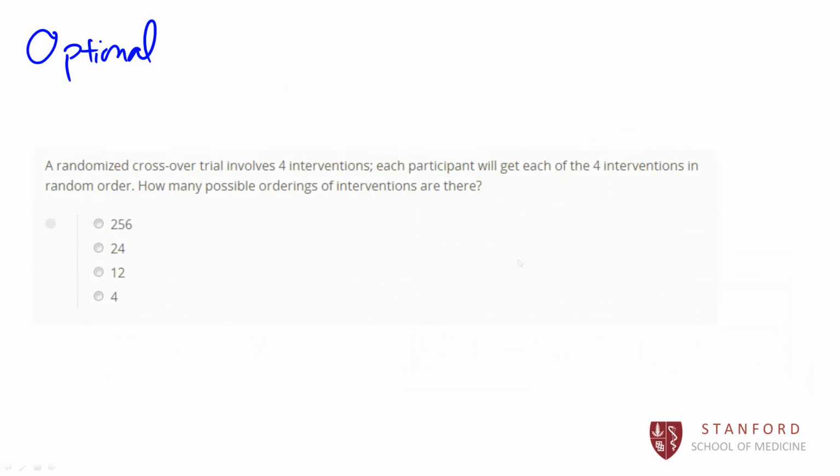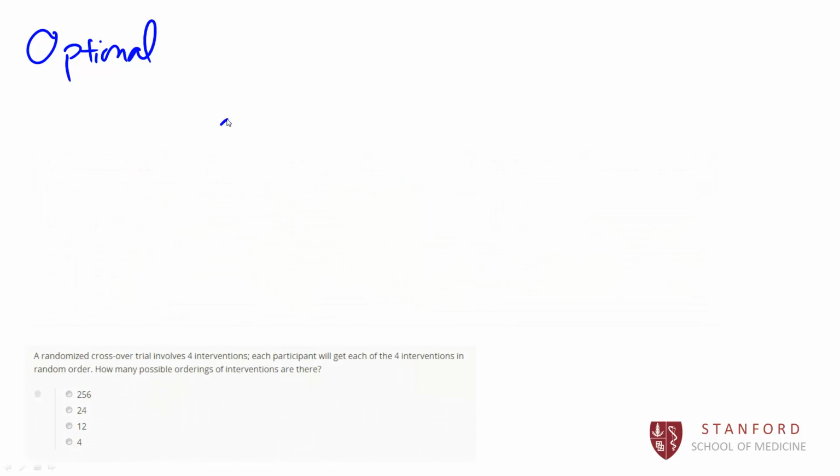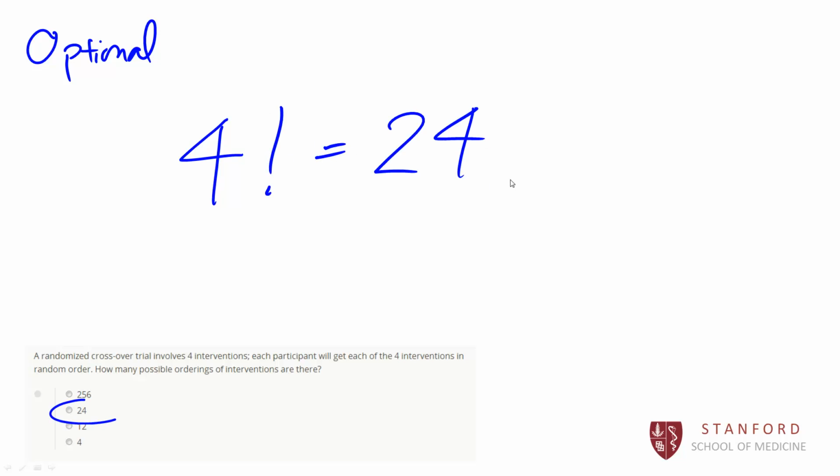So this question reads, a randomized crossover trial involves 4 interventions. Each participant will get each of the 4 interventions in a random order. How many possible orderings of interventions are there? So this is simply 4 factorial. So 4 factorial is going to equal 24, and we see that the answer is B.